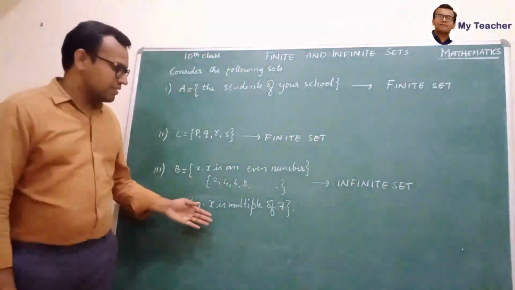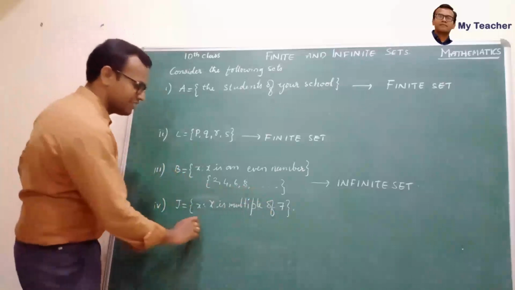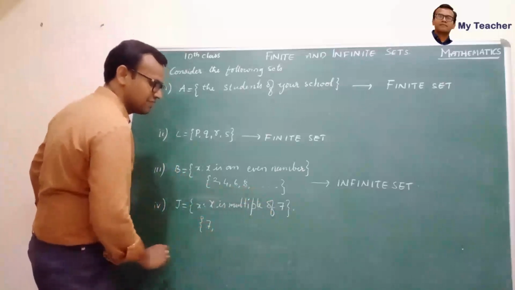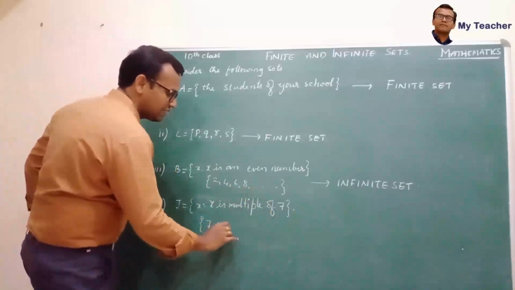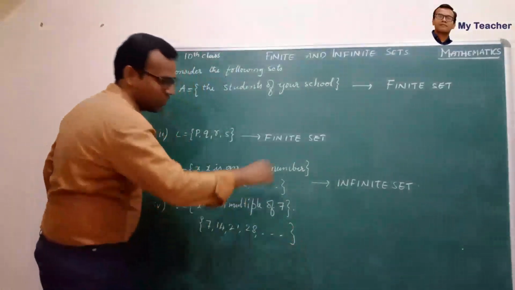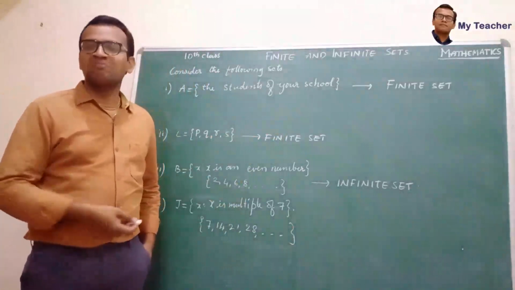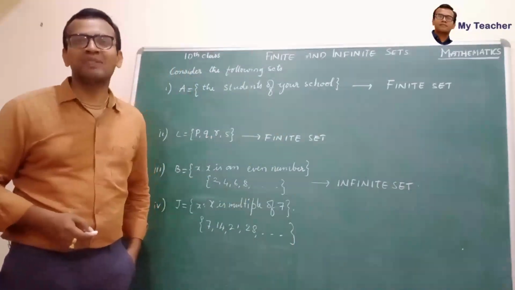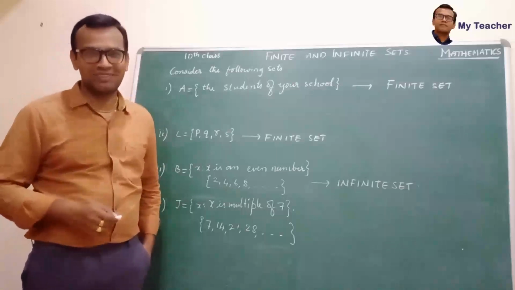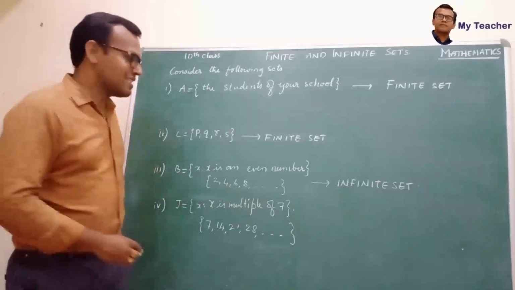Now here x is a multiple of 7. What are the multiples of 7? Let me list them out: 7, 7 twos are 14, 7 threes are 21, 7 fours are 28, and so on. How many elements are there in this set? Here also we cannot express the number of elements in a whole number. So it is also an infinite set.